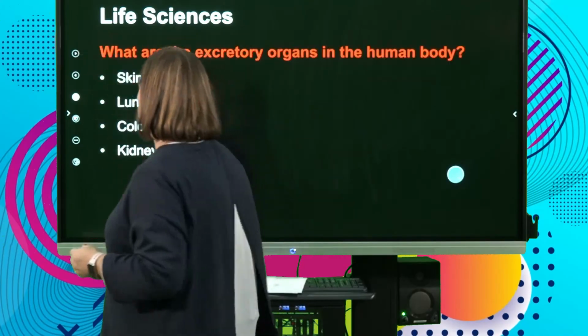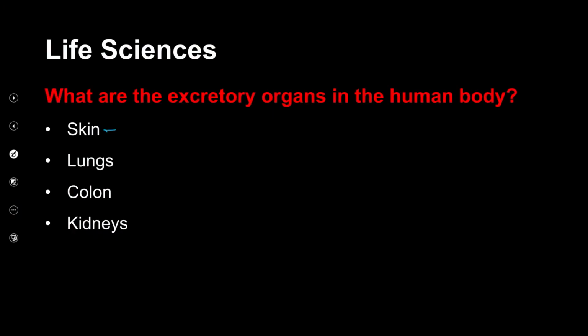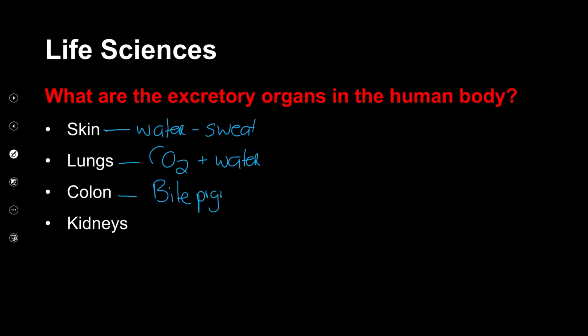So when we look at excretion, the skin is going to help with the water part, and that's where we sweat. The lungs are going to get rid of the carbon dioxide, and with this there's going to be a little bit of water. It comes out as water vapor. Our colon gets rid of the feces, which contain a little bit of bile pigments. Remember, bile was very necessary in breaking down fats, and that's going to go out of the colon.